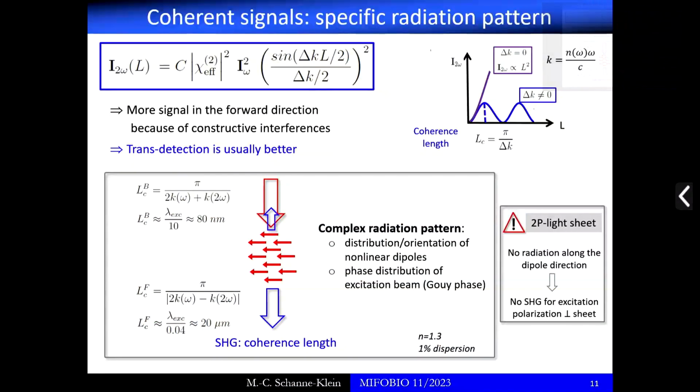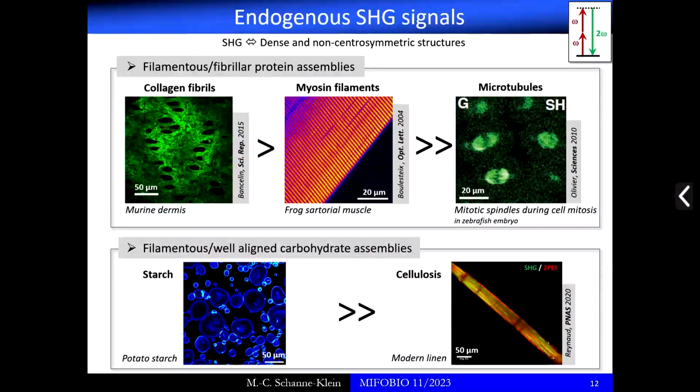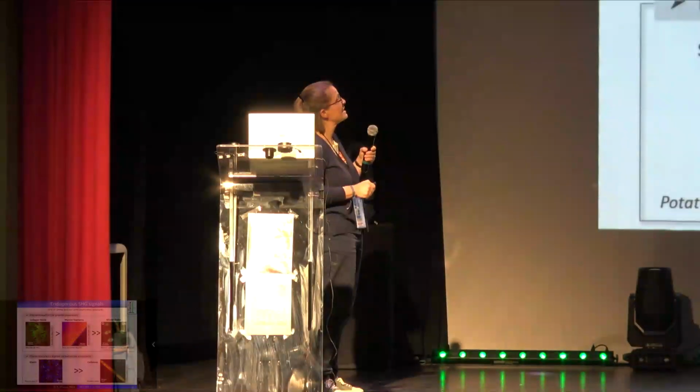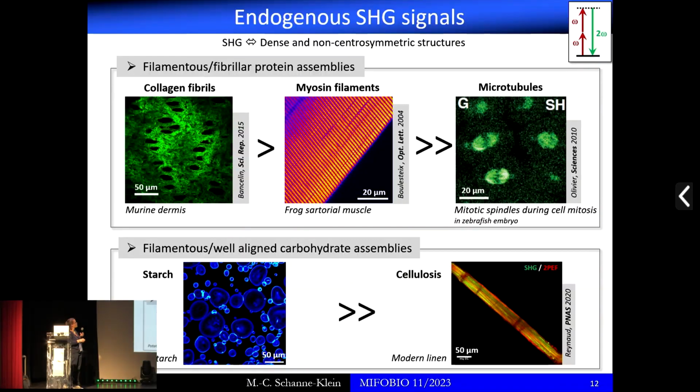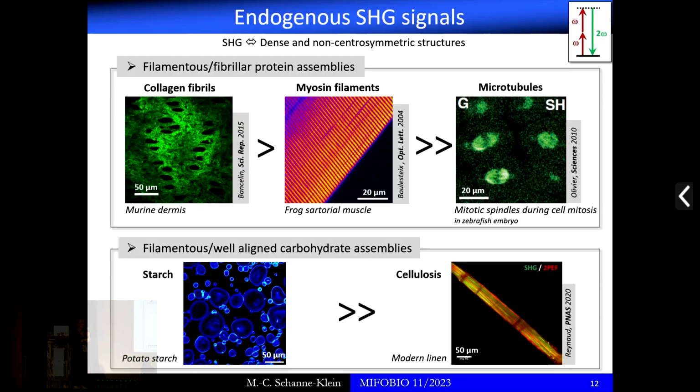Okay. So what are these endogenous signals for second harmonic generation? Only dense and non-centrosymmetric structures. So of course, collagen fibers. So I will focus on this signal. Also myosin filaments and microtubules. So that's the only 3 structures that have second harmonic generation in mammal tissues. And the collagen signal is the largest one, while myosin signal is, let's say, reasonable. This one is very small, so it's very difficult to detect.